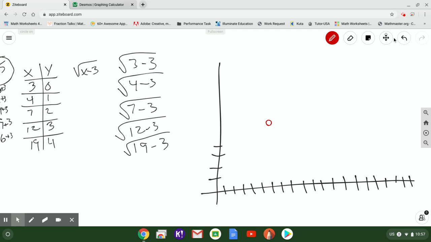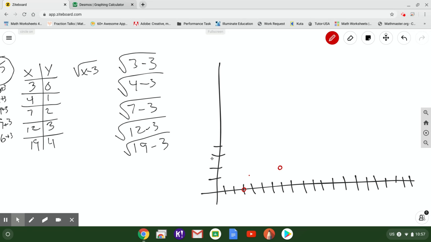Yeah, let me undo that. I'm going to go ahead and use that one. So 3, 0. So I'm going to go to 3, 0. So I'm going to make a dot right there. Then 4, 1. 1, 2, 3, 4, 1. It's right there. Oops, that's not what I was trying to do. Oh, it stopped making little circles for me. Okay, then 7, 2. 1, 2, 3, 4, 5, 6, 7, 2. So it's going to be like right there.